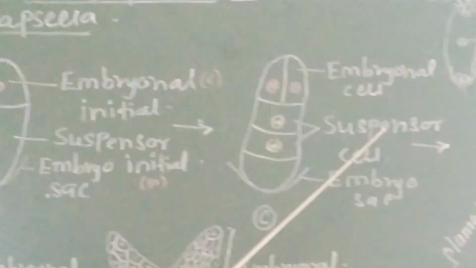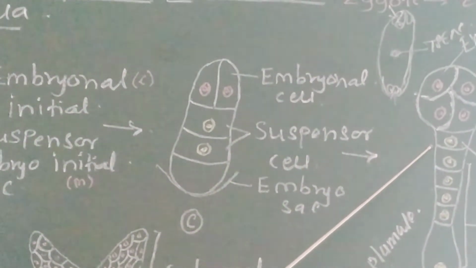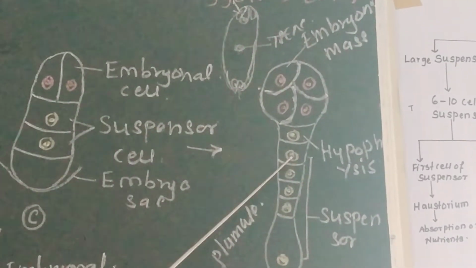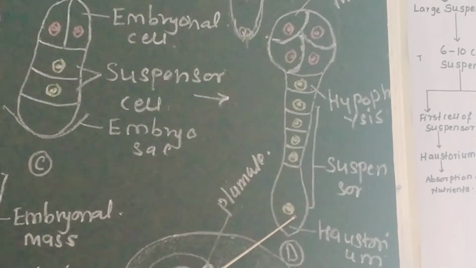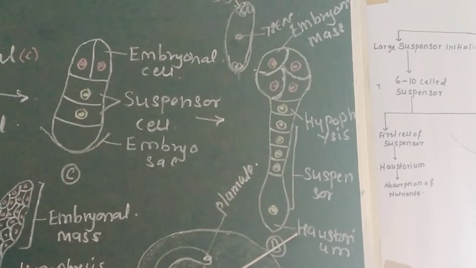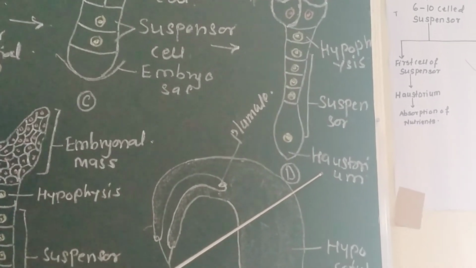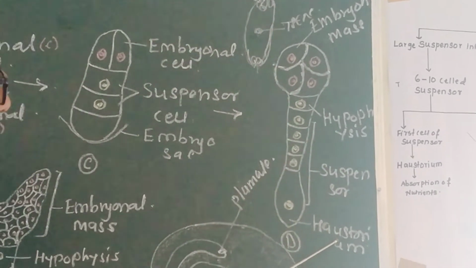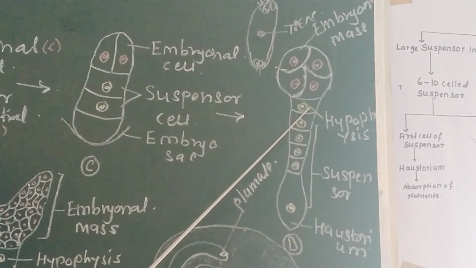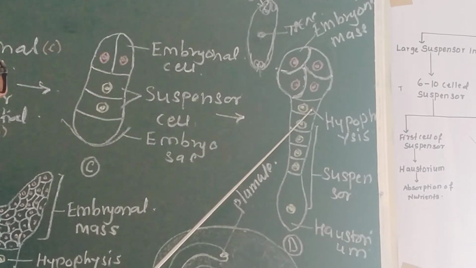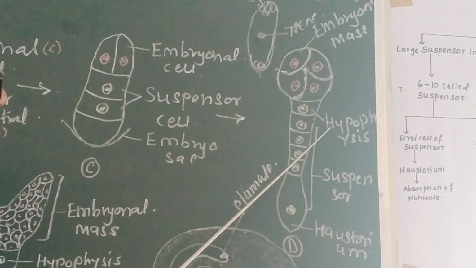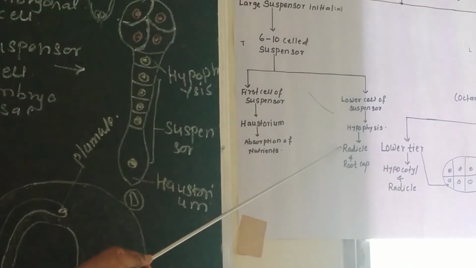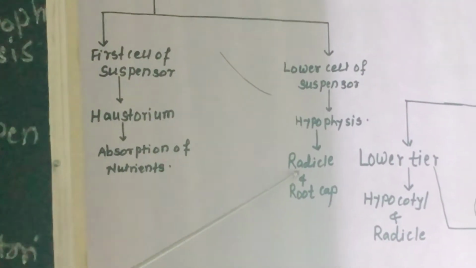Now, in this figure, these are the long and elongated suspensor. Here, the first cell of the suspensor is known as the haustorium, and the haustorium is helpful for the absorption of nutrients for the development of the embryo. And this is the last or lowest cell of the suspensor. It is called the hypophysis, and the hypophysis is helpful for the development of the radicle and root cap.